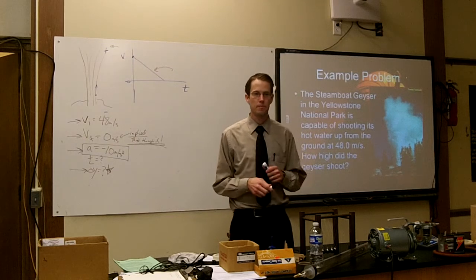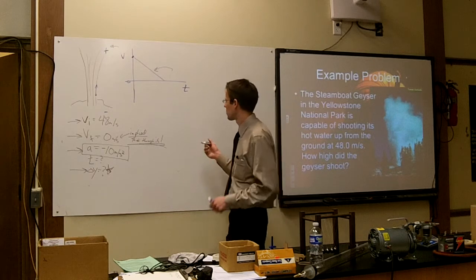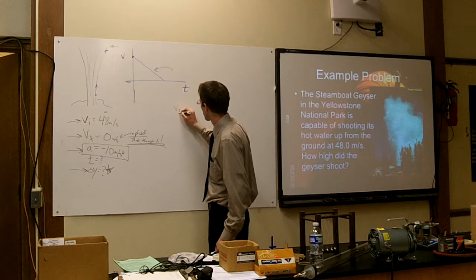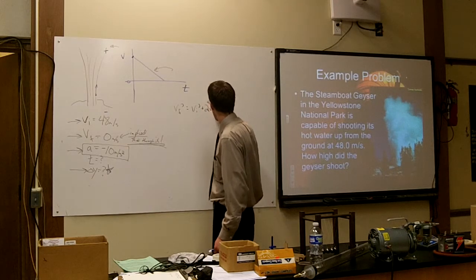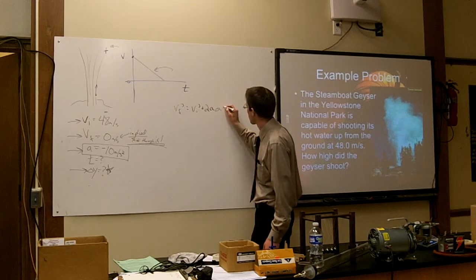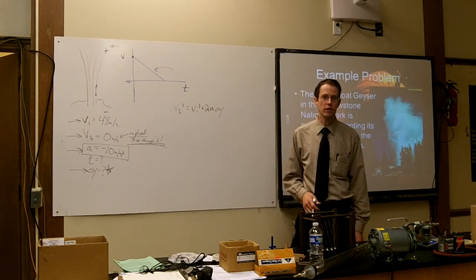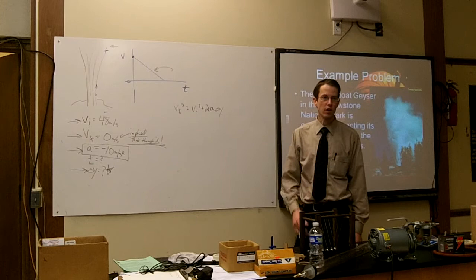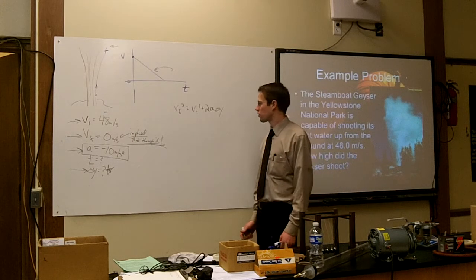Maybe equation 4 is VF squared equals V initial squared plus 2 delta x times acceleration. Yep, you got it. And I changed it to delta y instead of delta x there since it's vertical. If you want to leave it as delta x, it's not that big a deal to me. So yeah, let's go ahead and solve this.